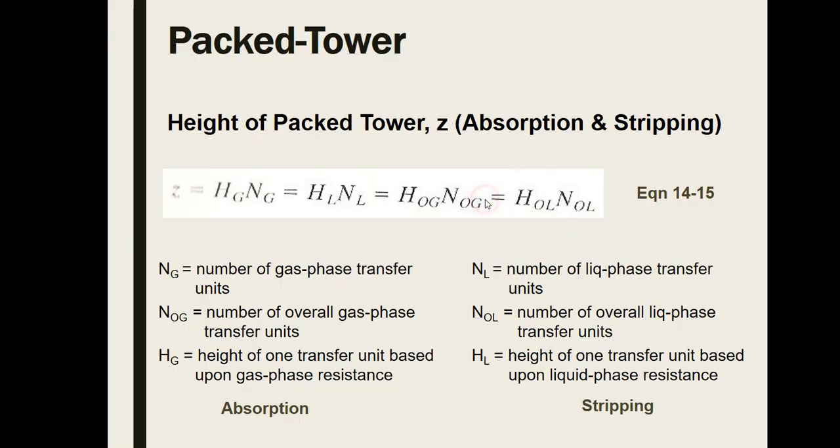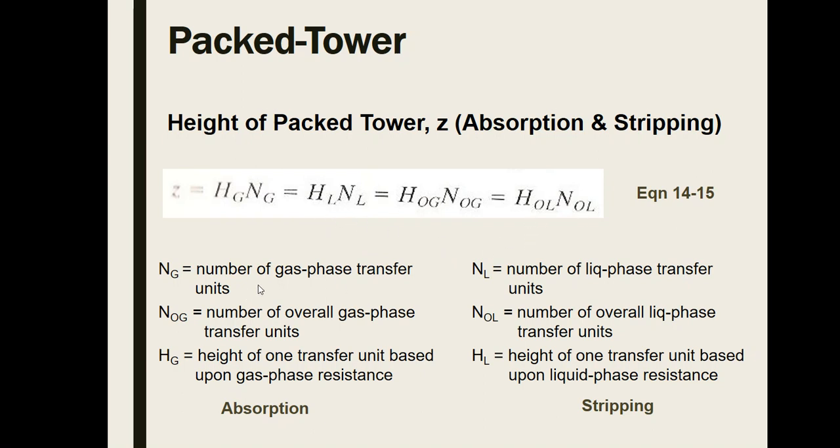Now, as for the height of the column, you have several formulas and several methods of finding the height of an absorption or stripping column. If it's an absorption class, in your handbook you have equation 14-15. You will utilize the HG NG product, which has the subscripts G or OG. I often call this the HOG NOG, and this one the HG NG. If it's gas absorption. If it's stripping, you use the HL NL or the HOL NOL.